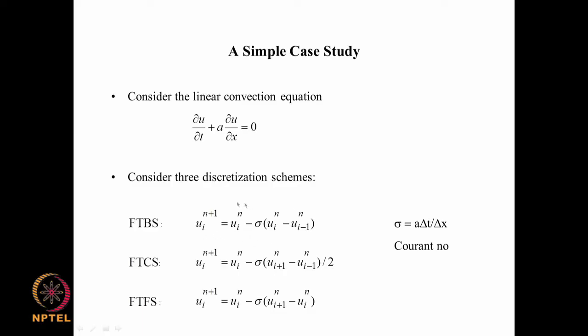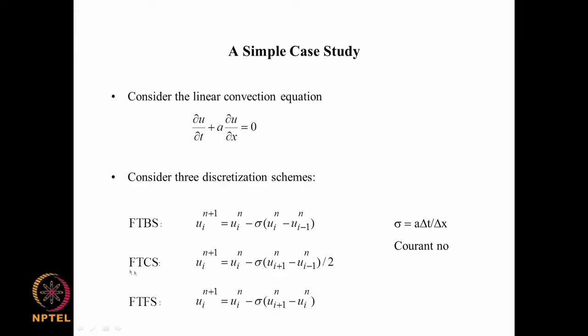So this is one possibility, and we know that we are making this a forward difference, so it is first order accurate. And here also this is a backward difference involving only 2 points, so this is also first order accurate. So this approximation is first order accurate in time and space. That is what we have in FTBS.